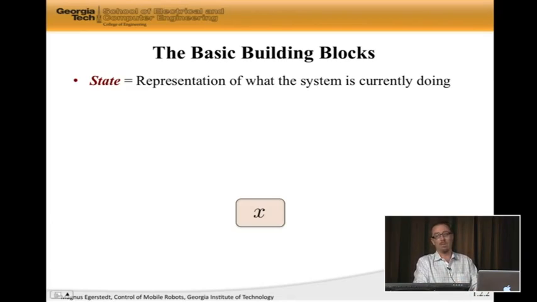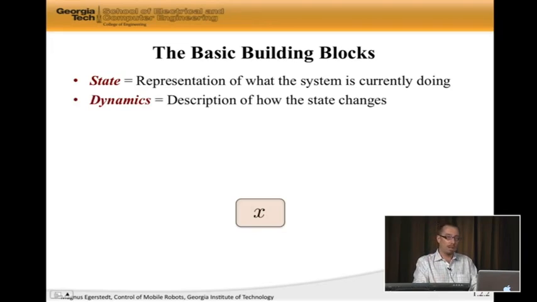This could be the position or the velocity of a robot. This could be the percentage of people that are infected by a certain epidemic. This could be a number of different things. But ultimately, the state is the key thing that describes what the system is up to. And what it is actually doing is the dynamics. The dynamics is the description of the change of the state as a function of time.